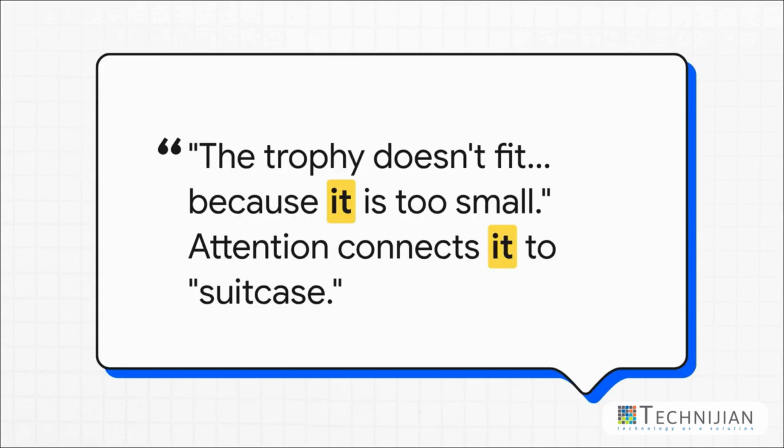And this sentence is a fantastic demonstration of why that's so important. "The trophy doesn't fit in the suitcase because it is too small." What does "it" refer to? The trophy or the suitcase? For a human, it's obvious, but for a computer, it's tricky. The attention mechanism can correctly calculate that the word "it" is most strongly linked to "suitcase," not "trophy." It's this ability to connect the dots that gives these models their power.